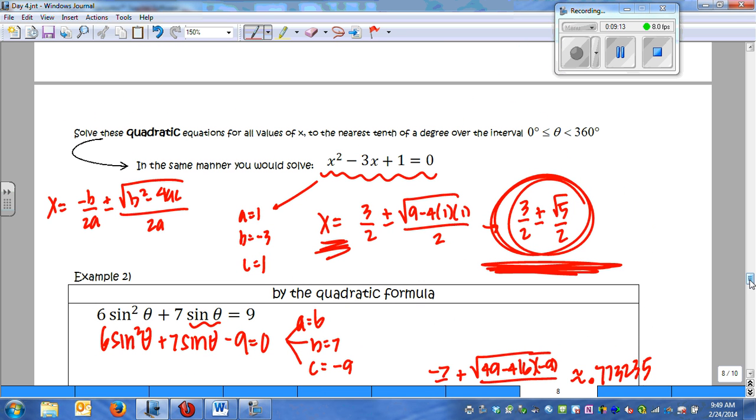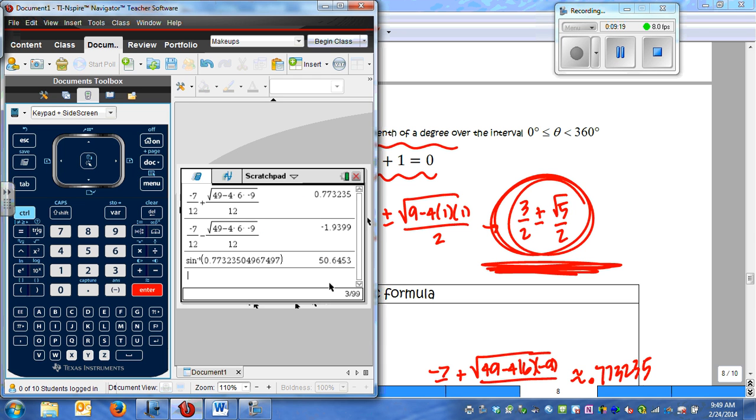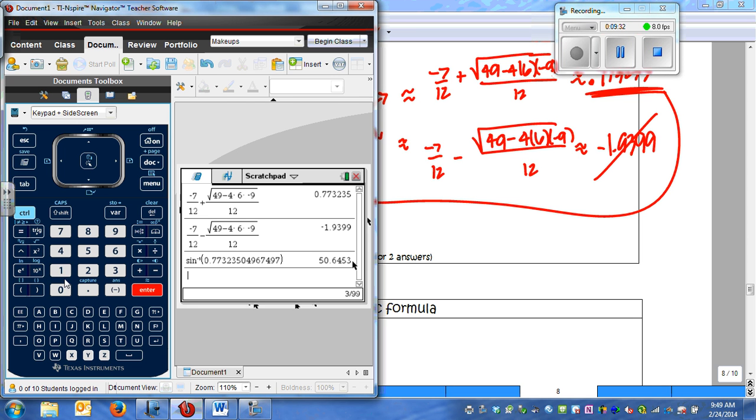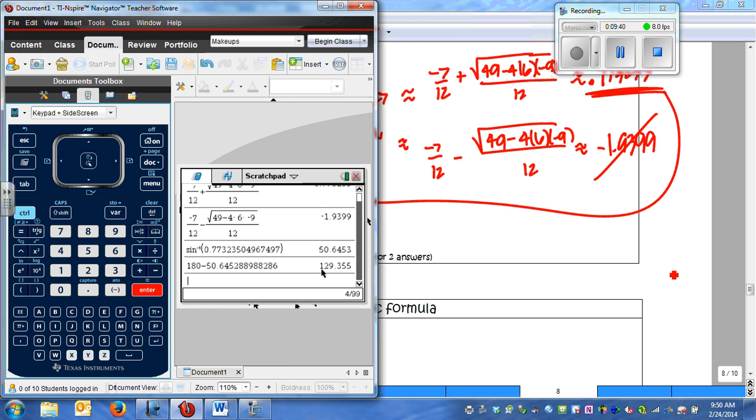The directions say round to the nearest tenth of a degree. This answer, rounded to the nearest tenth of a degree, is 50.6 degrees. So 50.6 is our reference angle. In quadrant 1, that's just 50.6. In quadrant 2, that's 180 minus 50.6, or 129.4.